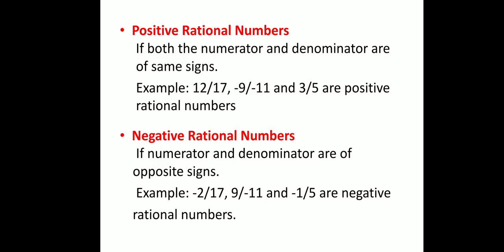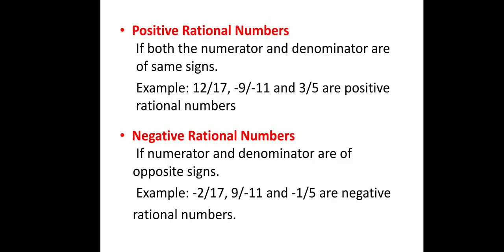Now, coming to negative rational numbers. What are negative rational numbers? If numerator and denominator are of opposite signs. It means if P is positive, Q should be negative. If P is negative, Q should be positive. For example, minus 2 by 17.